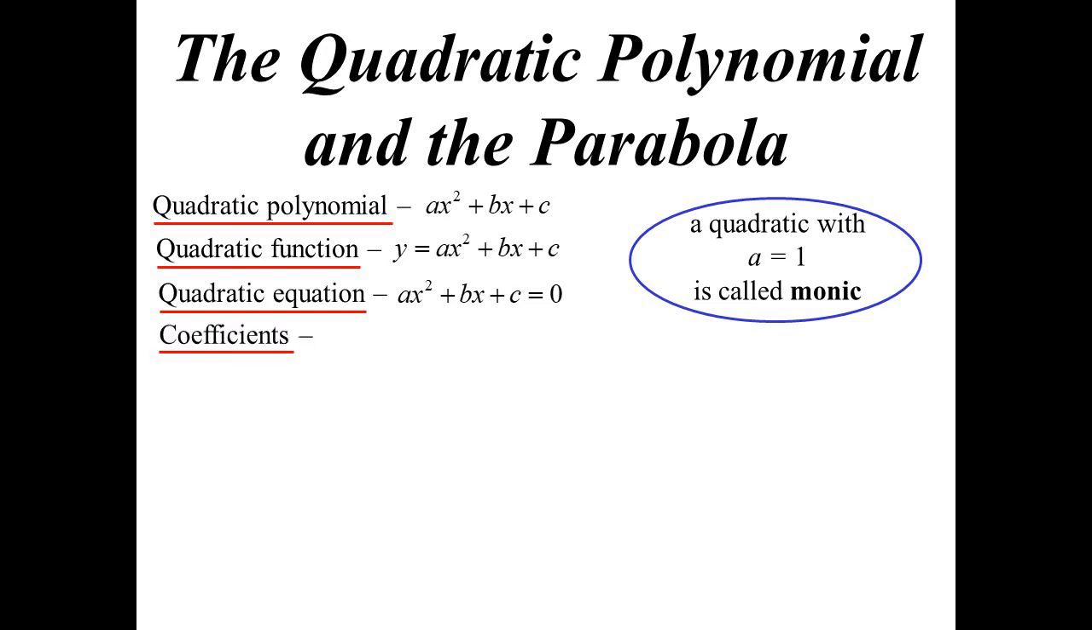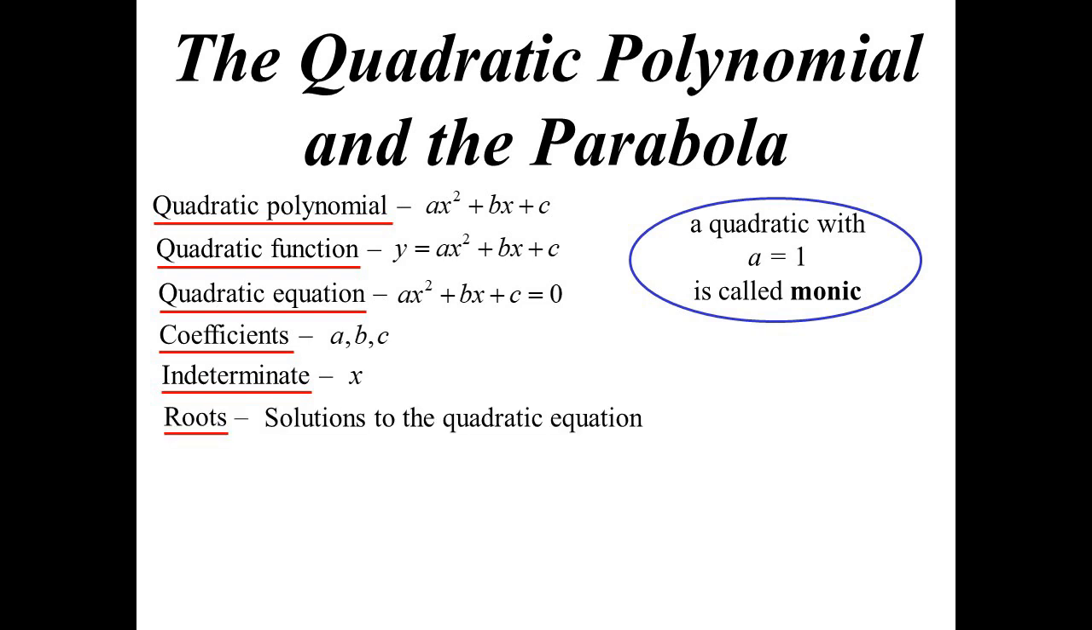Coefficients, well, hopefully we know what that is. They're the a, b and c, so the numbers in front of the pronumerals. The indeterminate, you might not have heard that expression before. That's just a fancy way of saying the unknown, the x, because we don't know what it is. We can't determine it. It's indeterminate. So it could be anything. The roots are the solutions to the equation, whereas the zeros are the x-intercepts of the quadratic function. Now they are of course the same numbers, but technically you have roots of the equation and you have zeros of the function.